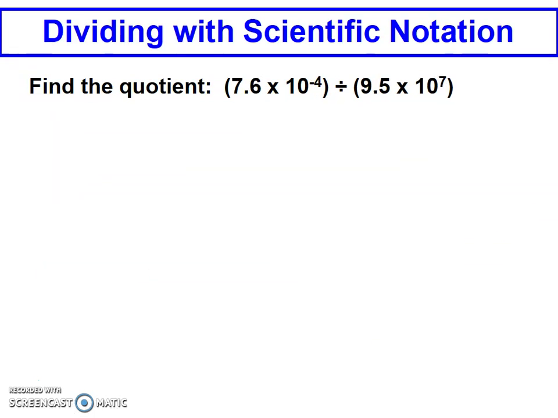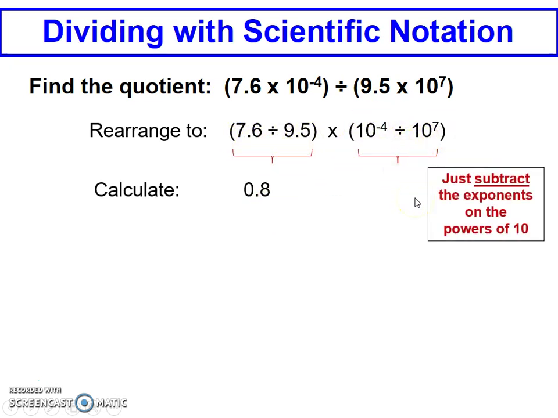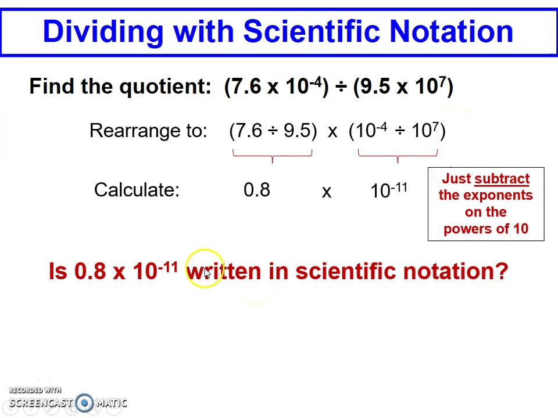All right, and for one more example, let's take 7.6 times 10 to the negative 4th divided by 9.5 times 10 to the 7th. All right, so like in the other examples, let's rearrange it and regroup. So 7.6 divided by 9.5 gets grouped together, times, and then group my powers of 10, so 10 to the negative 4th divided by 10 to the 7th. All right, on your calculator, 7.6 divided by 9.5 should give you 0.8. For my powers of 10, remember I'm going to subtract the exponent, so negative 4 minus 7 is going to give me negative 11.